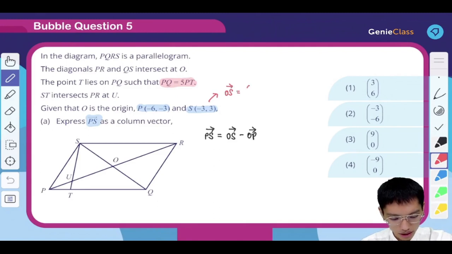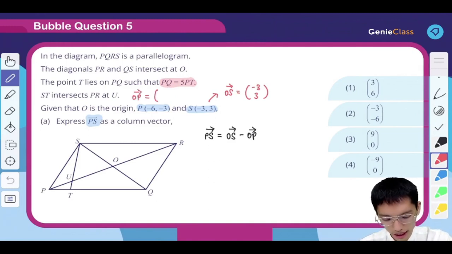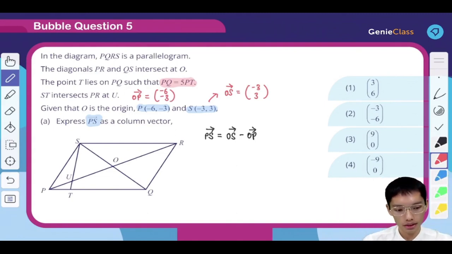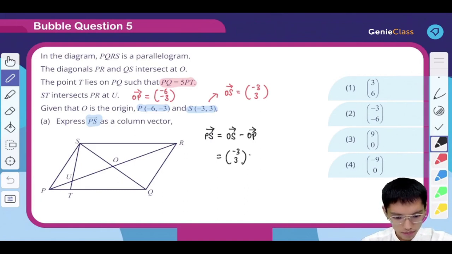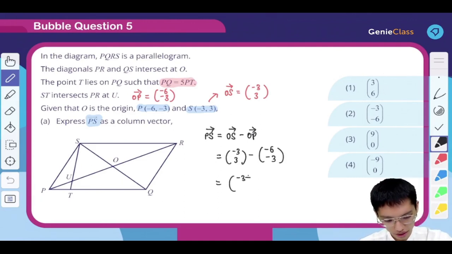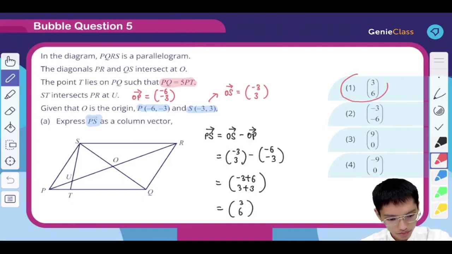OS is (-3, 3). OP, when you label it, take note, it's (-6, -3), with x at the top, y at the bottom. Once you have this, (-3, 3) minus (-6, -3), you're going to have -3 plus 6, and 3 plus 3. That's where you get (3, 6), and hence that is your answer.